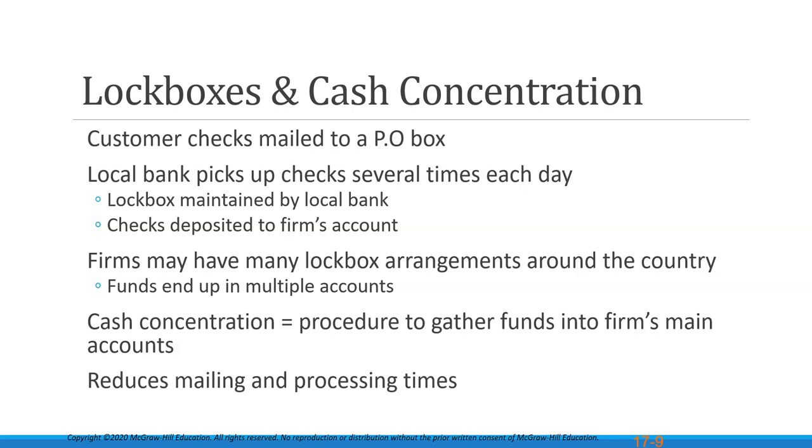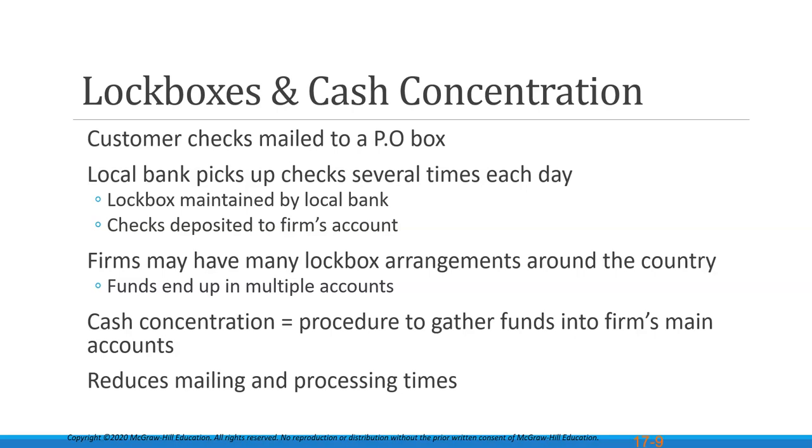So the local bank, if I have a business that is in Iowa, but it's a national business, and people can mail me money from anywhere, I might have a bank that has regional locations, and instead of them having to mail everything to Iowa, I have them mail it to a regional location. For one thing, that reduces a mailing delay. It might take 4 days to get to me from New York, but it's only going to take 2 days to get to New Jersey. So they use geographical locations. The bank picks up the checks and deposits them into the firm's account.